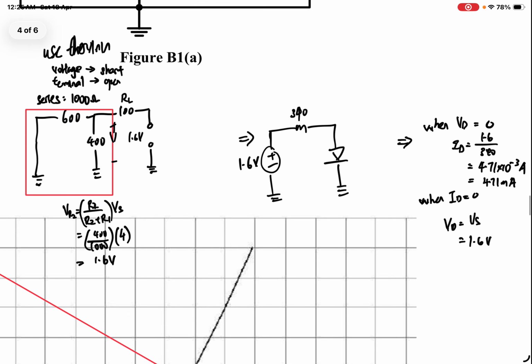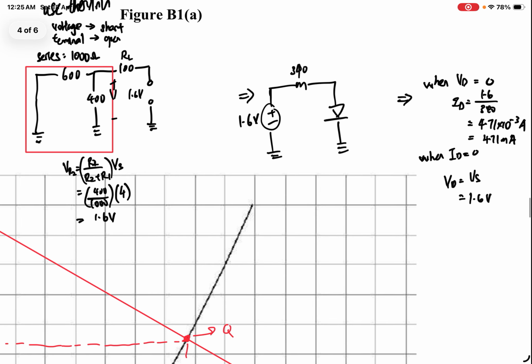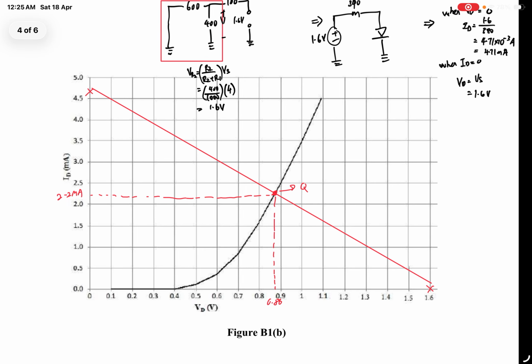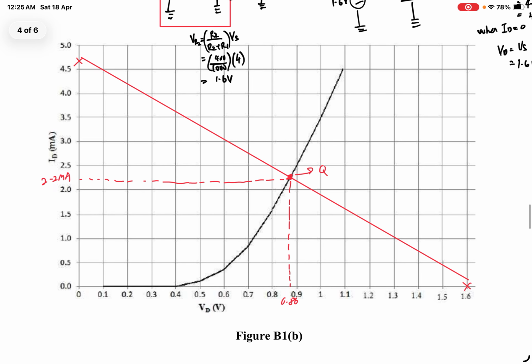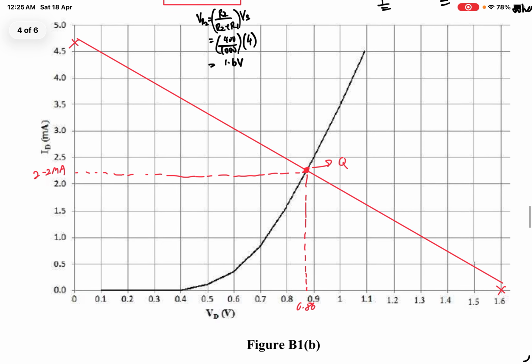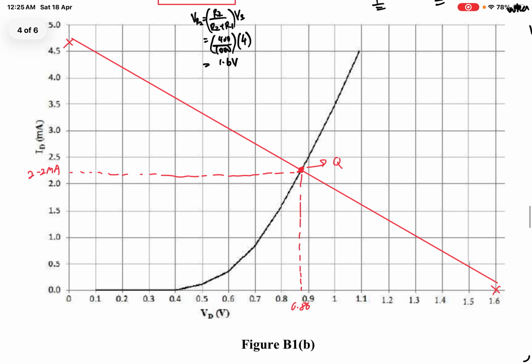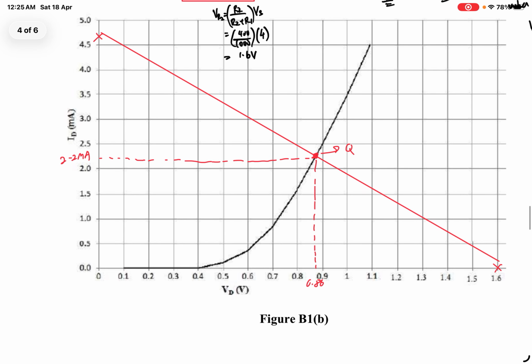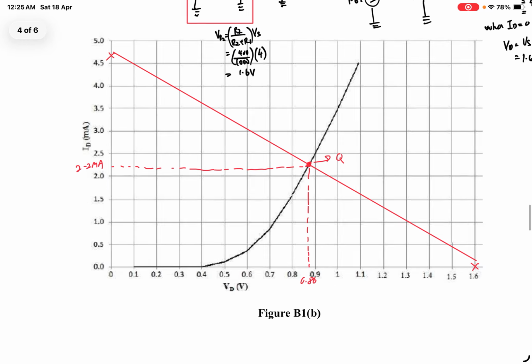When VD equals 0, ID equals 1.6 over 340, so we get 4.71 milliamperes. And when ID equals 0, our VD will equal VS, so we get 1.6 volts. So we plot the graph, then we can find the operating point. We get 2.2 milliamperes and 0.6 volts.